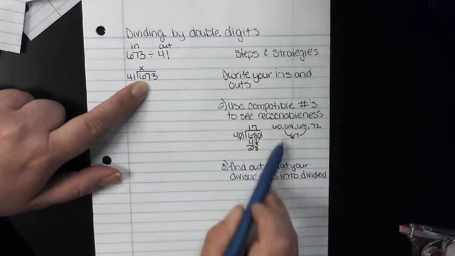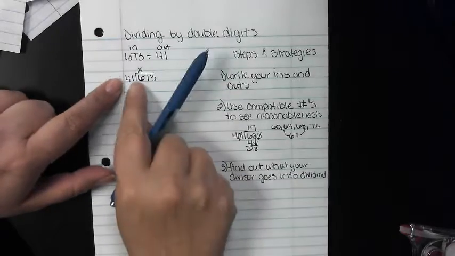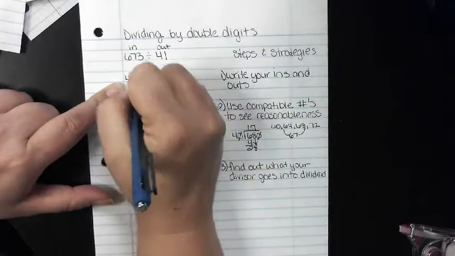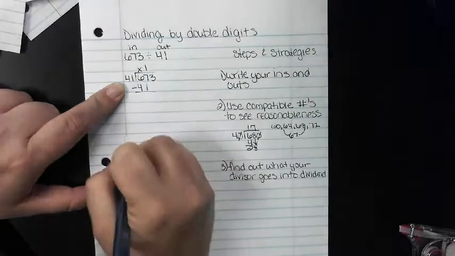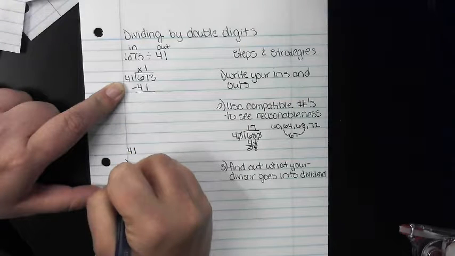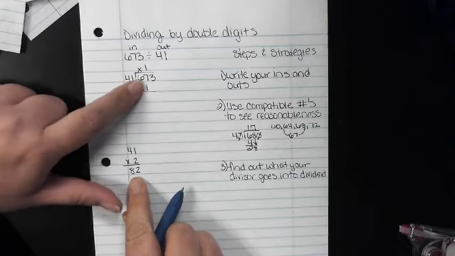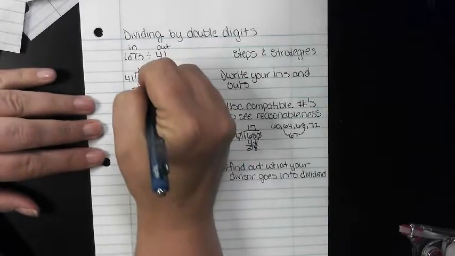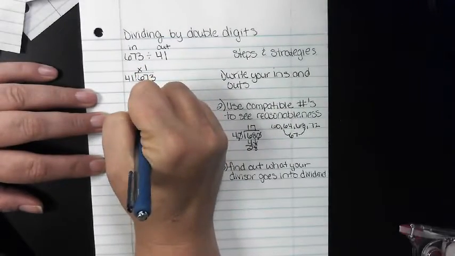Now, according to my compatible numbers, I could probably use 1. Looking here, I also know that it's going to be 1, because I can't get 2, which is 82, to fall underneath 67 because you don't want to go over. So 7 minus 1 is 6. 6 minus 4 is 2.